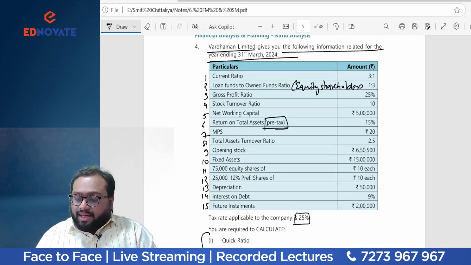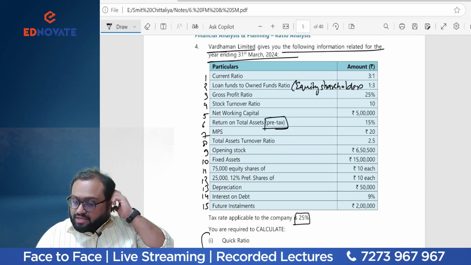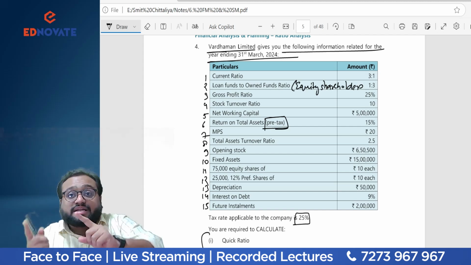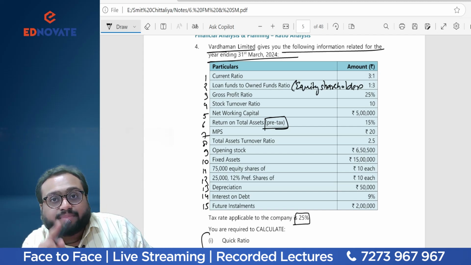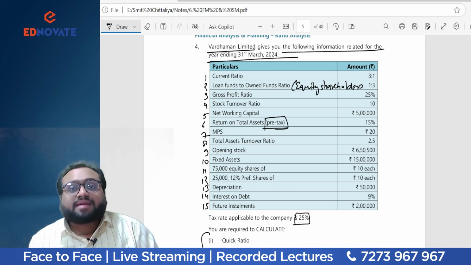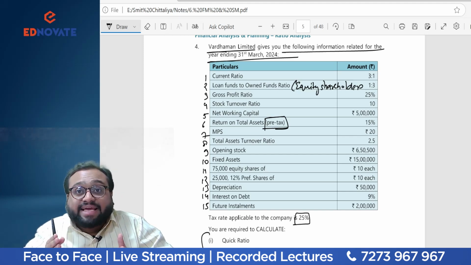ratio. I will start finding whatever I can find out with the help of this information. See, what information I can use is my current ratio and net working capital, because it has a ratio. Current ratio is current asset divided by current liability, and net working capital is current asset minus current liability. It has got a relation. So with the help of that information, at least I can start my journey.